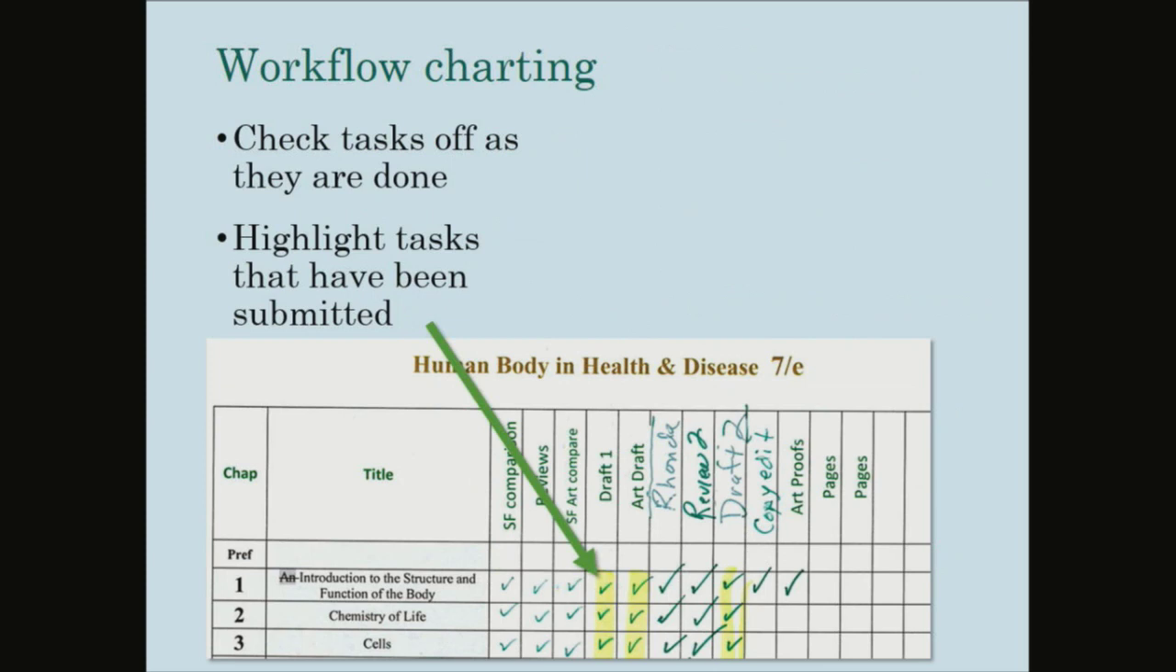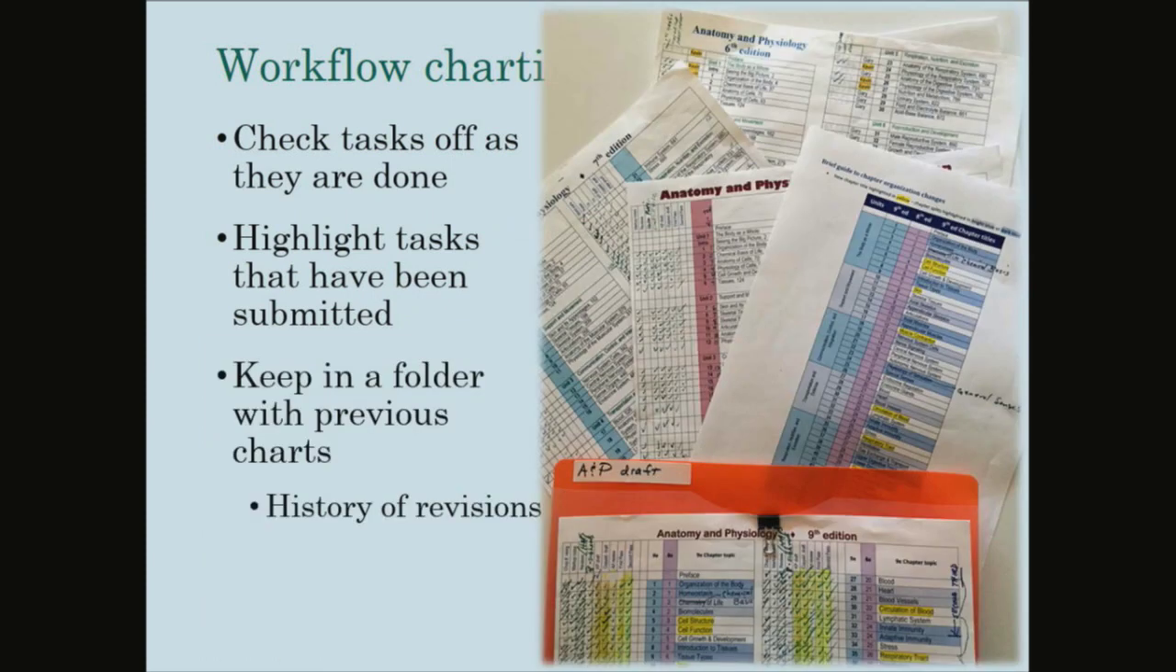And then I keep them in a folder. Like this one here you'll see is clipped to the outside of the folder. So that's the one that would be the working copy for that edition. But then inside that folder, I have all these other ones from past editions and maybe some other related documents. And I can go back and see a history of that.